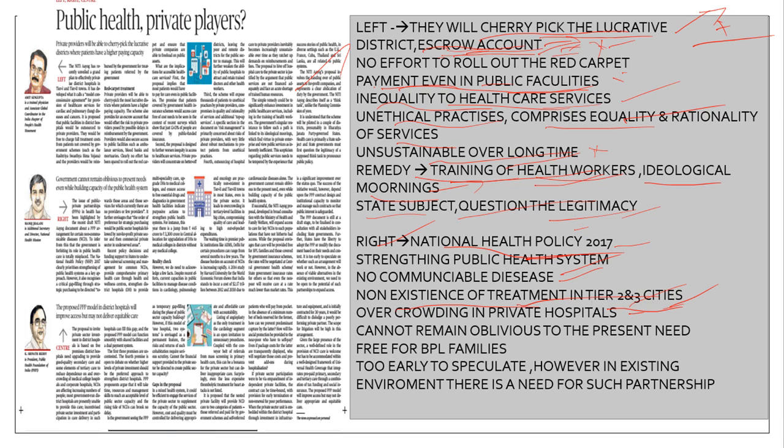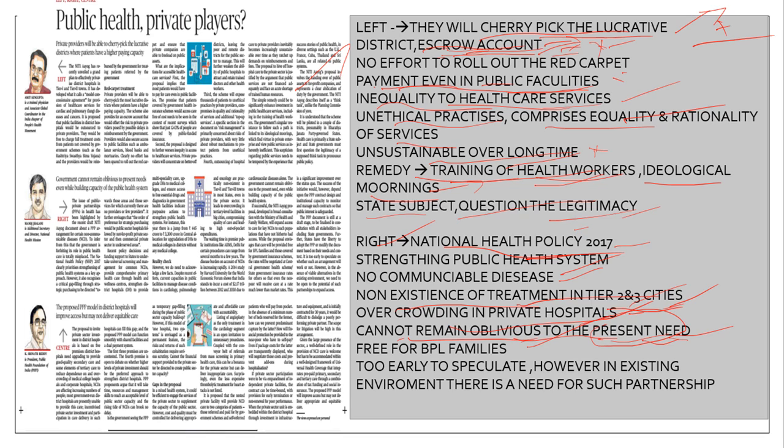So bringing in privatization in the district hospital is a welcome move, and this could also avoid overcrowding in the private hospitals to an extent. And this article also tries to say that they cannot remain oblivious to the present need. That is, see, the present need is that one needs to ensure primary, secondary and tertiary services to the people, but the government cannot postpone this target to a greater extent. Things need to be implemented in a fast manner, and there is a gap which is present now. So to fulfill this gap, this action has been taken.